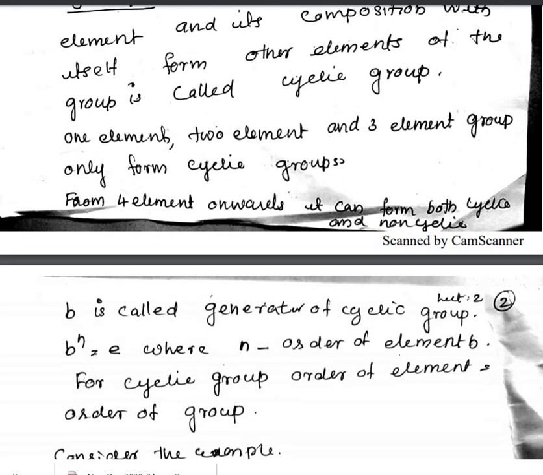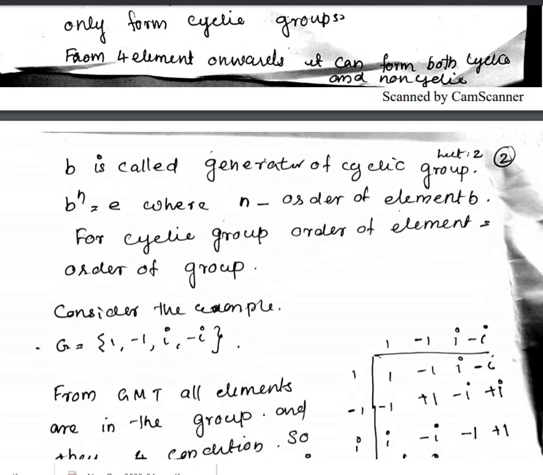In the above expression, B is called the generator of the cyclic group. In general, B raised to n is equal to E for a cyclic group, where n is known as the order of the element. The number of elements in the group is called the order of the group. In the case of a cyclic group, the order of the element is equal to the order of the group.